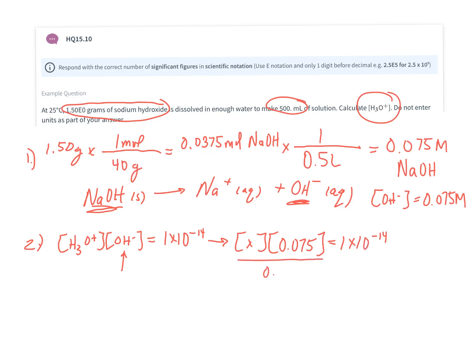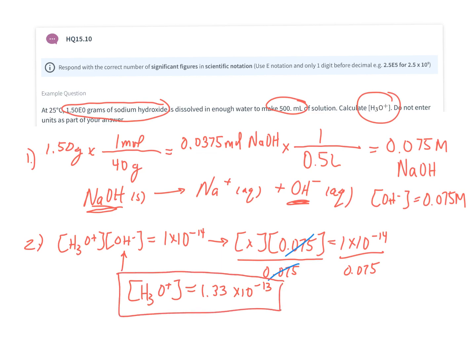Divide both sides by 0.075 molar. And we'll see that we're left with the concentration of hydronium of approximately 1.33 times 10 to the minus 13.